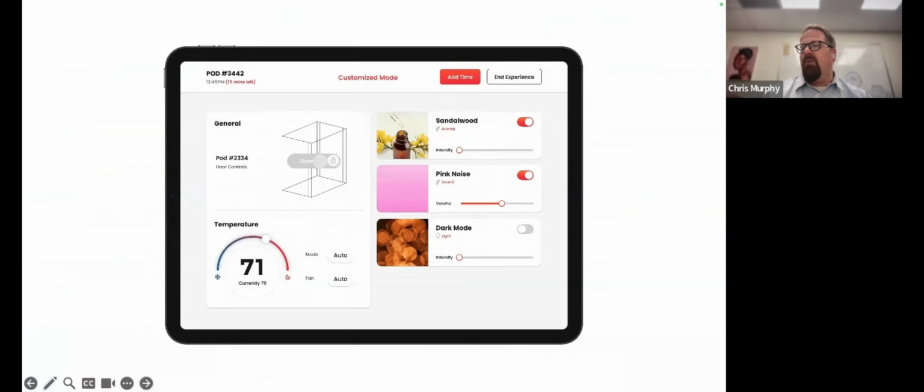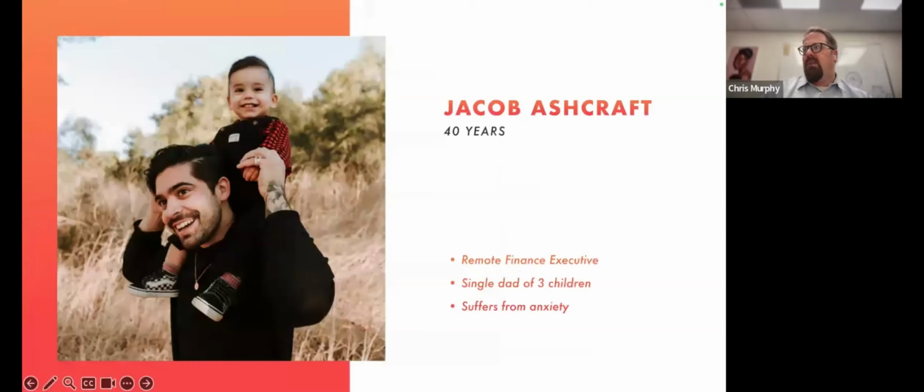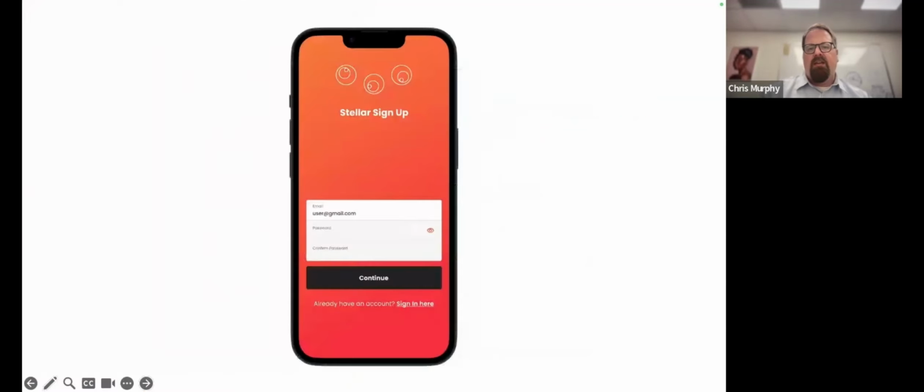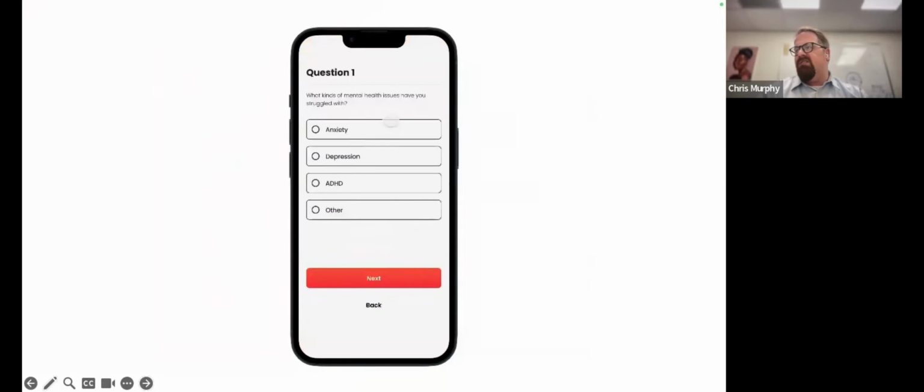So this is him going through and showing how the app is used and how the consumer would interact with it. And then he talks about some personas, who the users would be. And so we get into, here's Jacob. He's a 40-year-old remote finance worker, a single dad of three kids who suffers from anxiety. Jacob wants to incorporate therapy into his busy life, and he does not know what kind of therapy he needs. So he creates a new Stellar account.